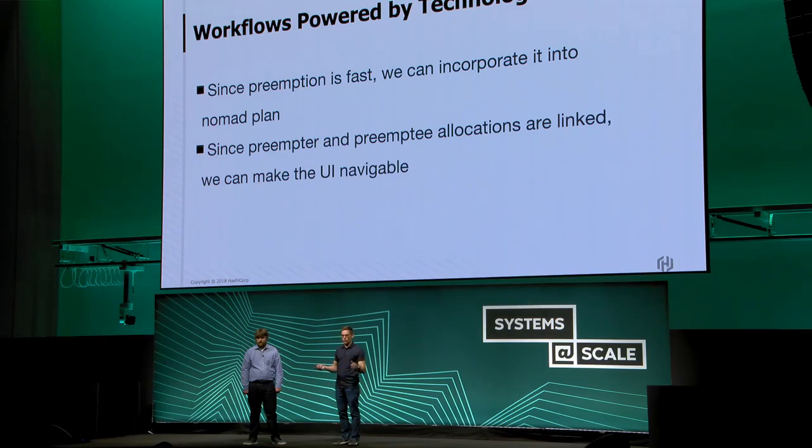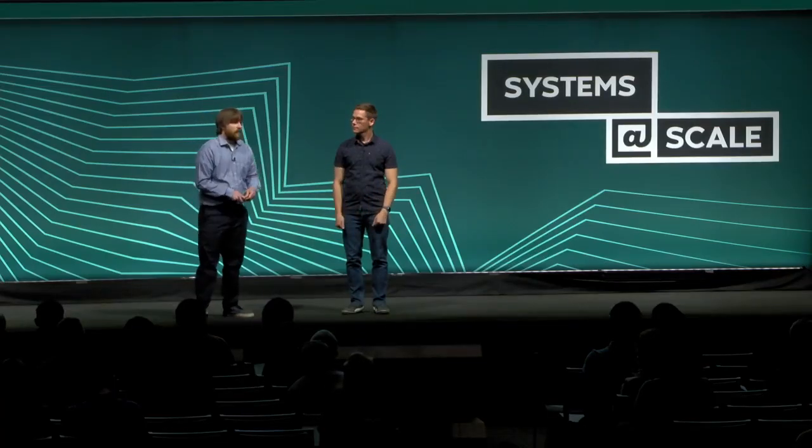So we talked about workflows, but workflows are powered by technologies. Since preemption is fast, we can incorporate it into Nomad Plan. If preemption took upwards to 30 seconds, that would no longer be an instantaneous feedback that you get from Nomad Plan. And since the preemptor and preemptee allocations are linked in the API, we can make the UI navigable to open up these use cases for exploration.